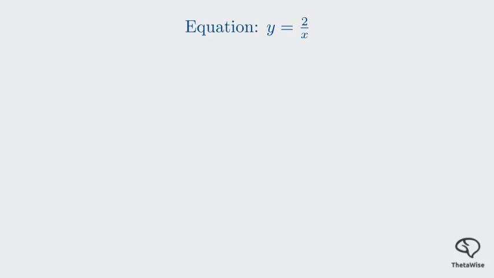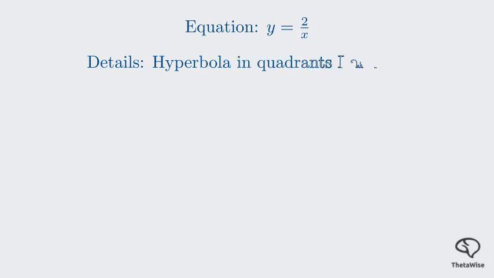The next equation is y equals 2 over x. This is a reciprocal function. Its general form is y equals c over x. Comparing, we see that our constant c is 2, which is positive. This tells us it's a hyperbola in the first and third quadrants.